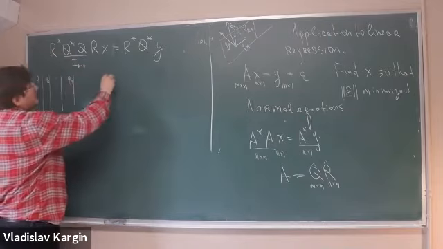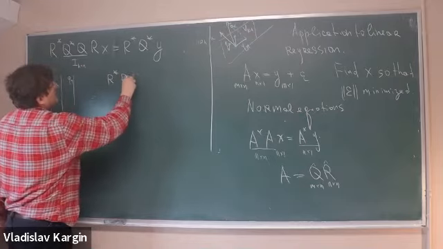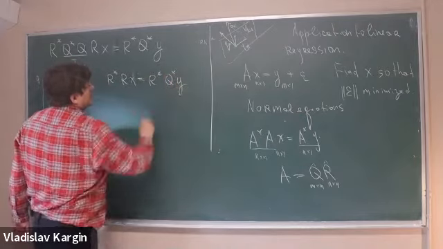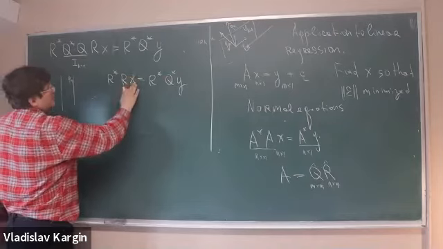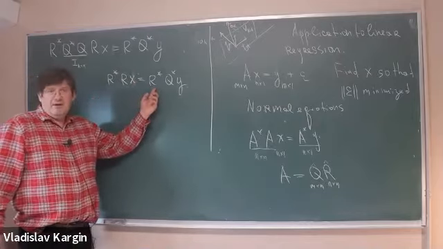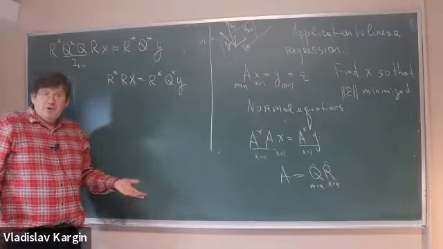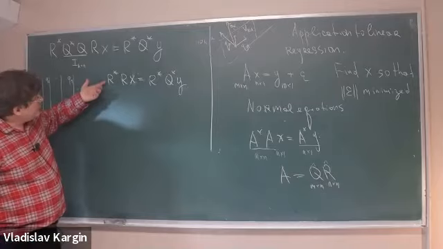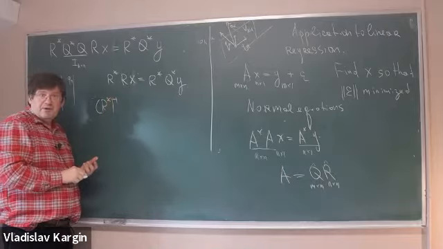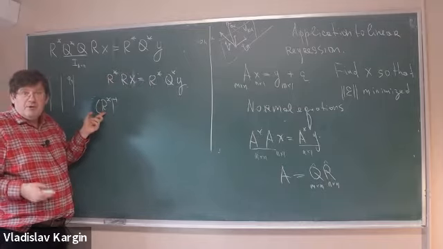So now you can rewrite this as R star R x is equal to R star Q star y. Now, another temptation: you have R star on both sides, so it's natural that maybe you can remove it. And indeed you can, because you can multiply by R star inverse on both sides, on the left, and remove this. So you need to check that R star inverse exists.